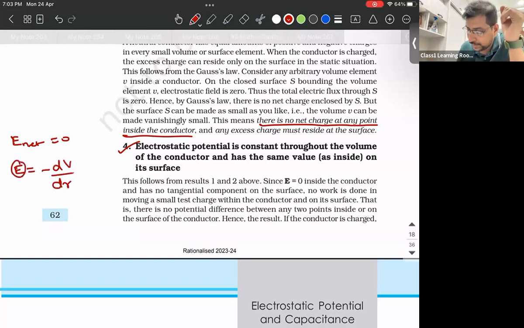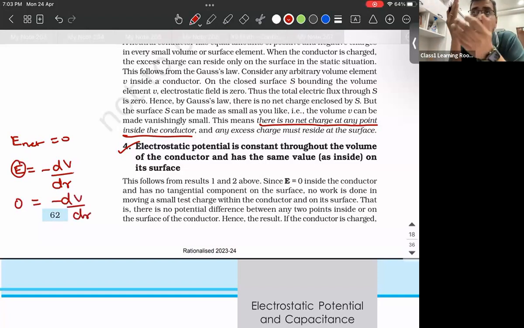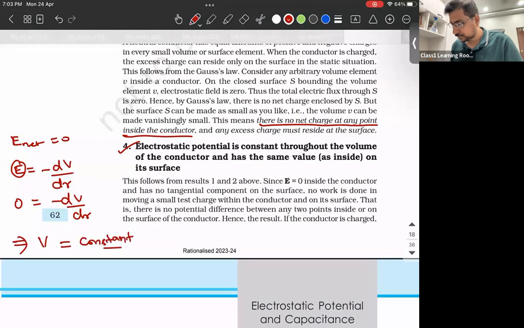So when the electric field inside is zero, can I say minus dV by dr is equal to zero? And we know the fact that the derivative of a constant function is always zero. So from here, the conclusion is that the potential is going to be constant throughout the conductor. And that constant will be exactly the value that is present on the surface of the conductor as well.